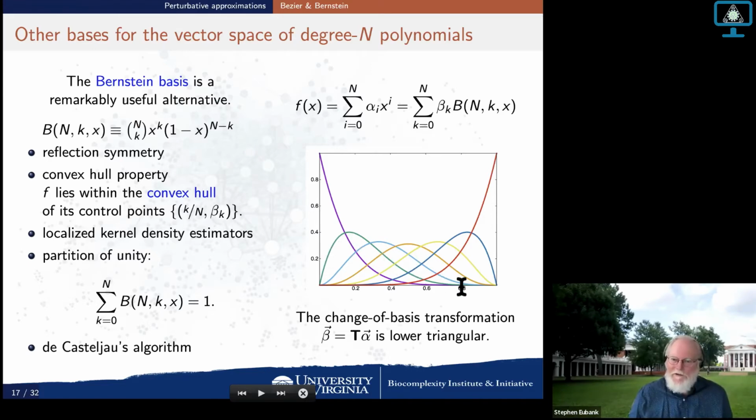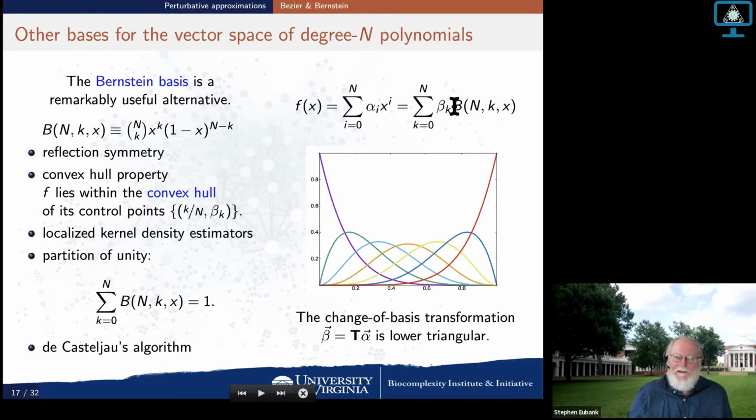They're also localized in ways that the Legendre polynomials aren't. And they're normalized. I guess everything's normalized, but this is a particularly simple normalization: at any given x, if you sum over all the basis functions, you just get value 1. And there also happens to be a very nice, numerically stable algorithm for evaluating these things. It doesn't require you to take a lot of combinatoric binomial coefficients. And lastly, the transformation from Taylor's, the power basis, to the Bernstein basis is just a change of basis transformation. And in this case, it happens to be lower triangular.